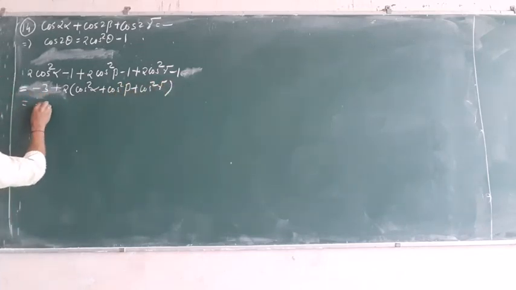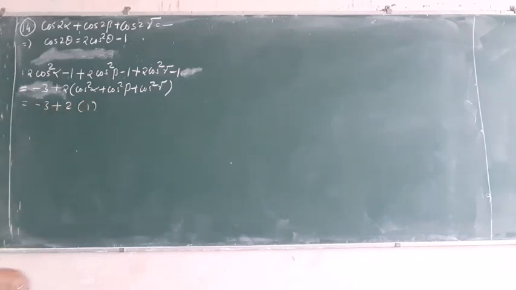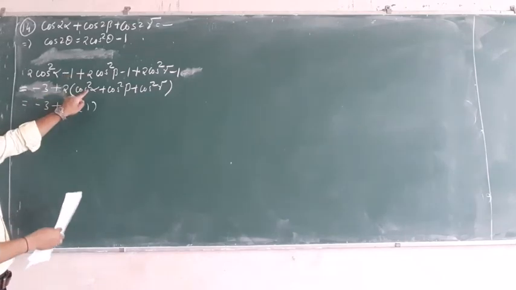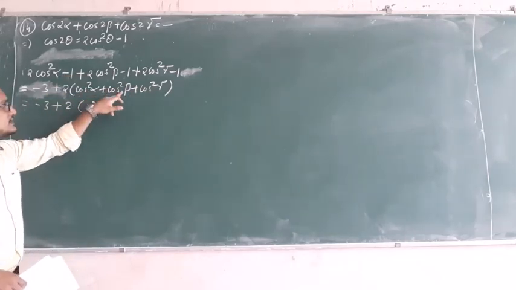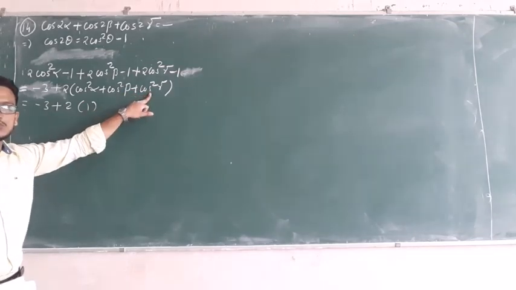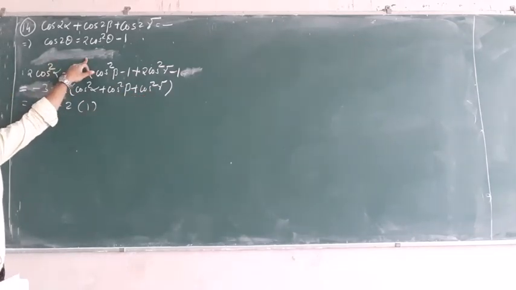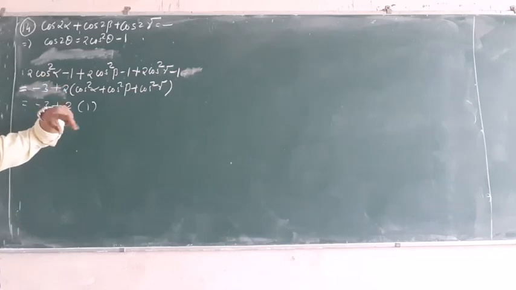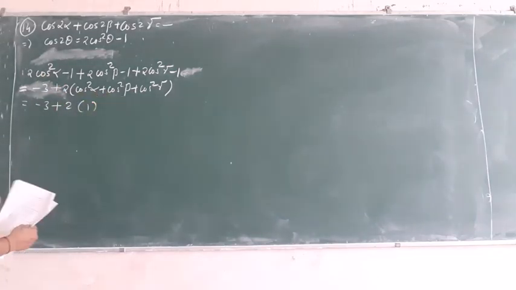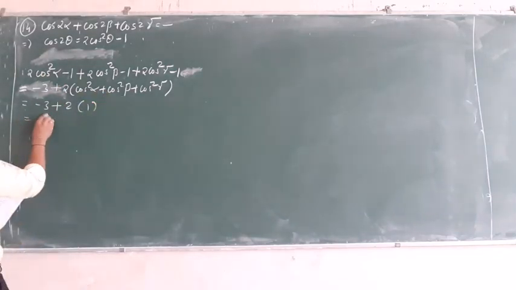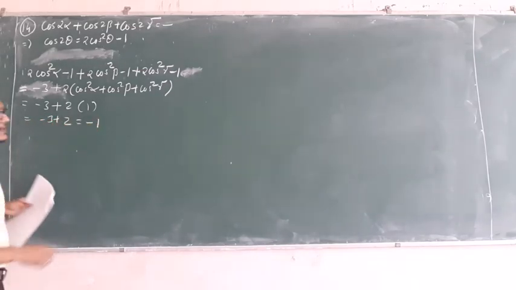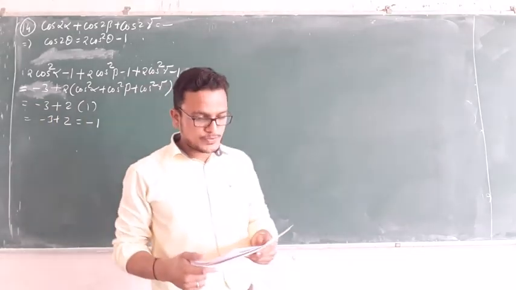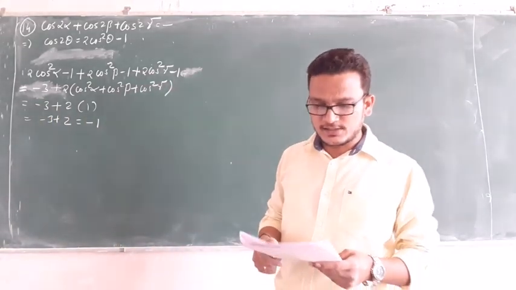Which is equals to minus 3 plus 2 into 1 here. Why 1? Because this is cos square alpha, cos square beta, cos square gamma, that is L square plus m square plus n square, which is equals to 1, as I have written earlier. Therefore this value is 1 here. And this is minus 3 plus 2. Answer is how much? Minus 1. So option A will be correct in this.